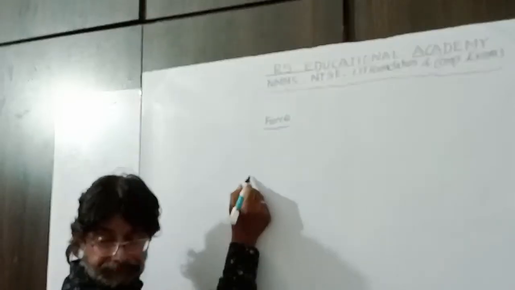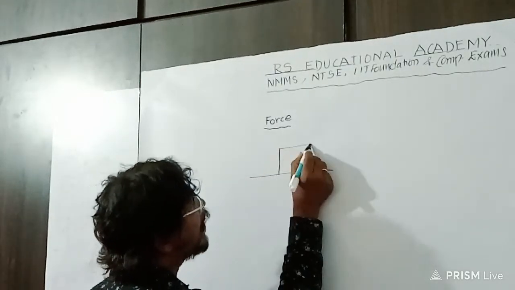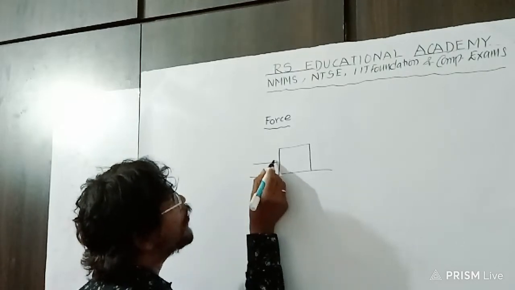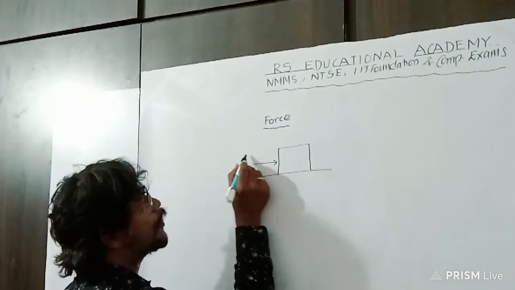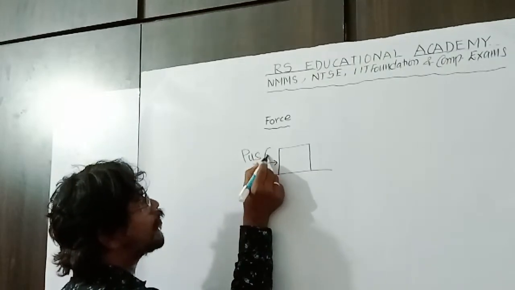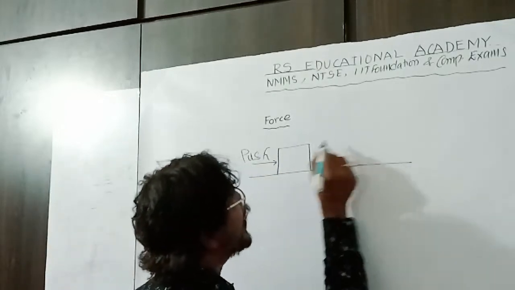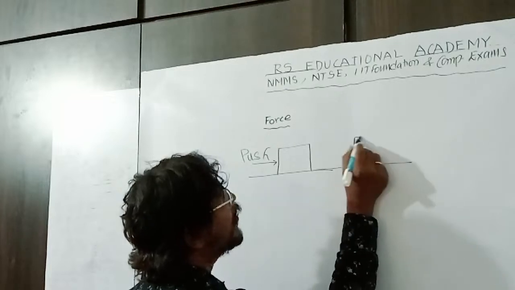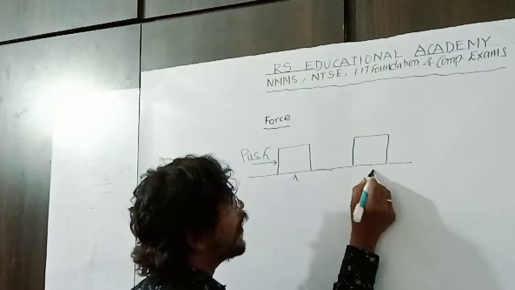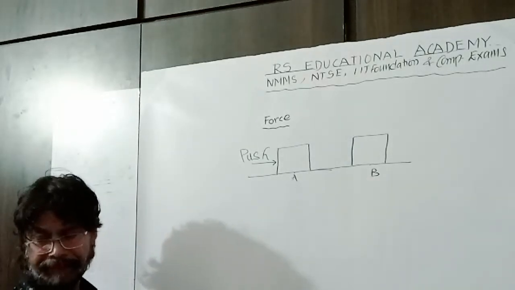And suppose this is a block. We are pushing from this side. Push. So this block changes the place from here to here. We are pushing at the point A, so it changed from point A to point B.